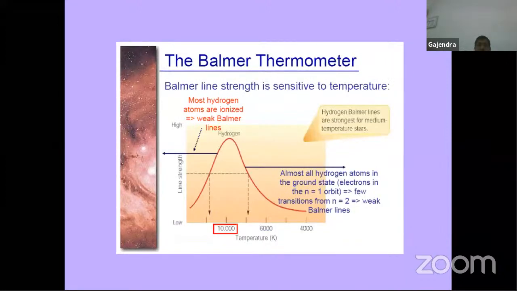And this is an exercise for you: ponder why the Balmer lines are strongest in a star at around 10,000 K. When the temperature increases, why do the Balmer lines weaken, and when the temperature decreases below 10,000 K, why do the intensities of the Balmer lines both come down? Okay, that's an exercise for you.